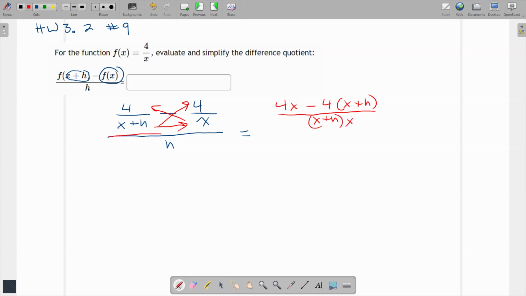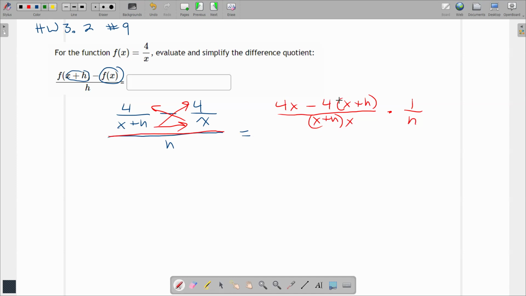Instead of dividing by h, what could I do instead? I could multiply that by 1 over h. So I'm just going to do that right away. Instead of dividing by h here, we're just going to write multiply by 1 over h. It's going to make our life easy later.